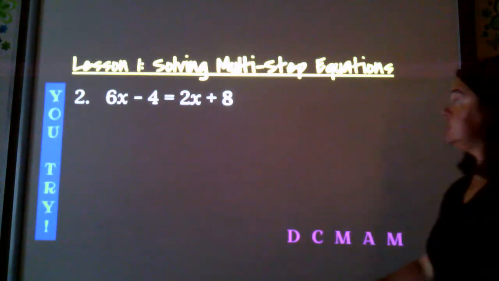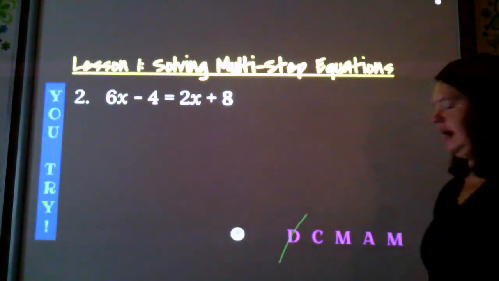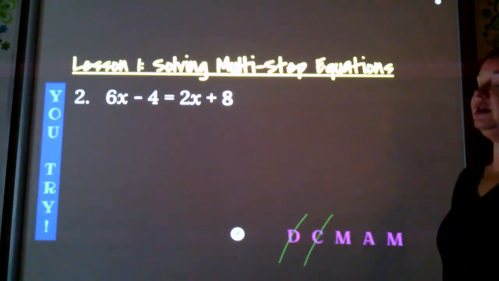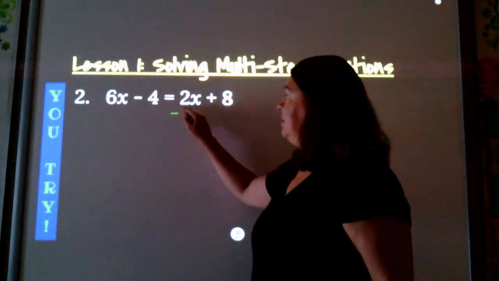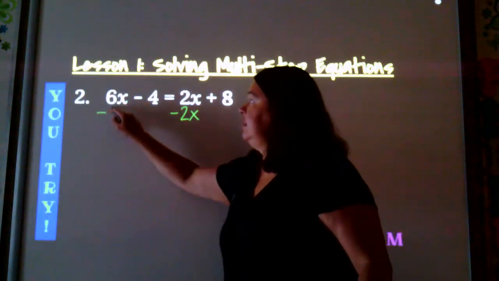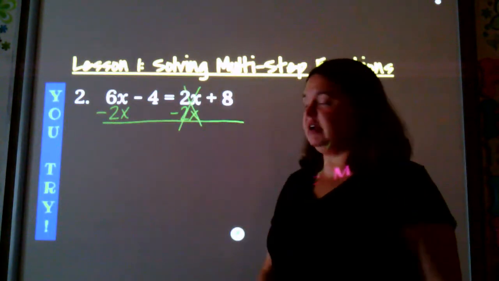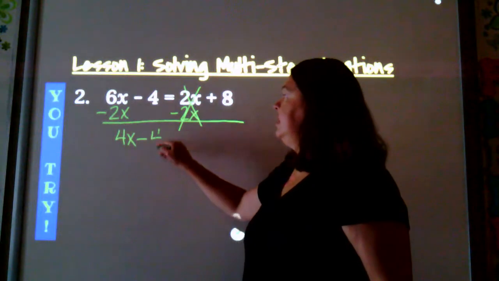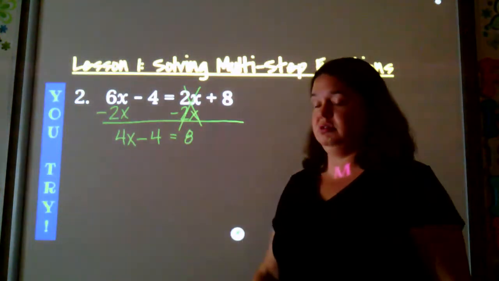Alright, so we are going to check to see, can we do the distributive property? Can we combine like terms? Nope. Can I move the variable? Yes. So let's move the variable. I'm going to move the 2x. I'm going to subtract it on both sides. I have a 0 pair right there, cancels out. 6x minus 2x is 4x. The minus 4 doesn't change. The plus 8 doesn't change.